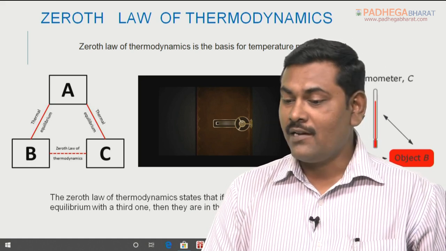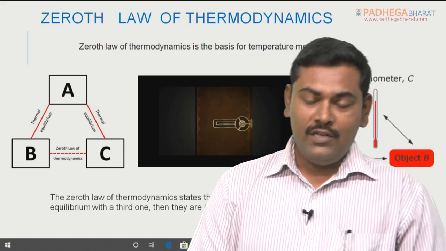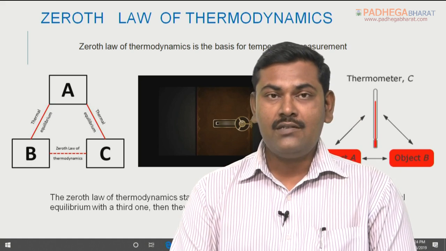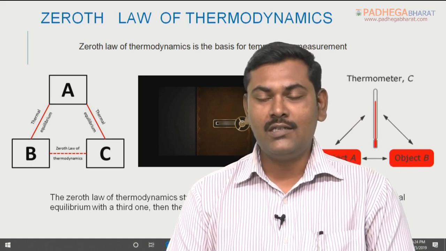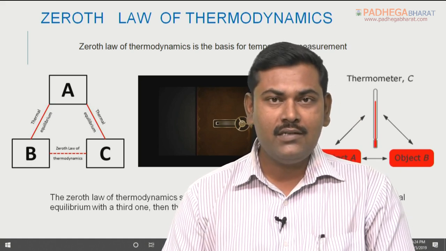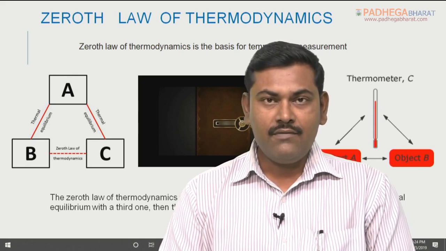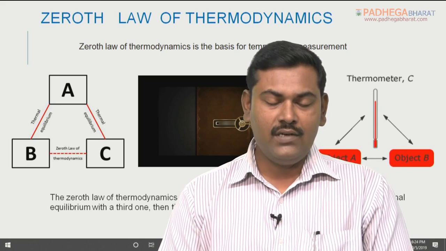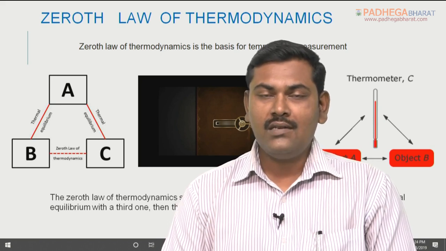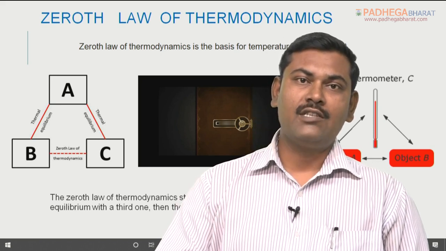Now let us replace this body A with a thermometer. Now we find the practical application here. We normally use this thermometer for temperature measurements everywhere, when we go to the doctor, when we perform experiments in the lab. Most of the time we must have used this mercury filled thermometer. So this is the basis for temperature measurement.